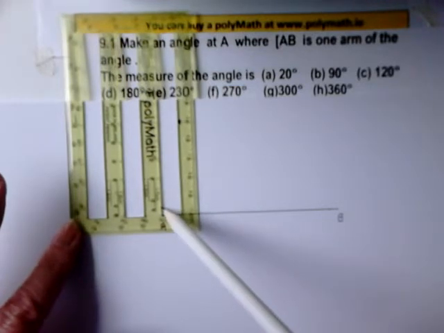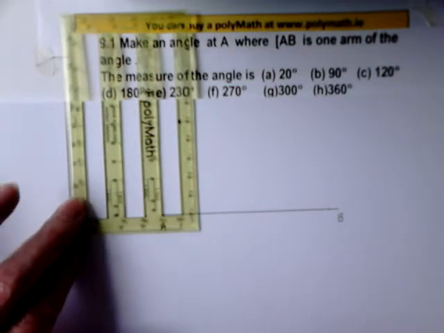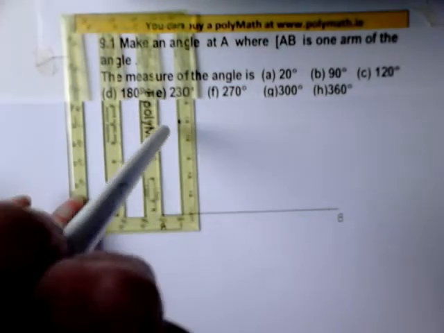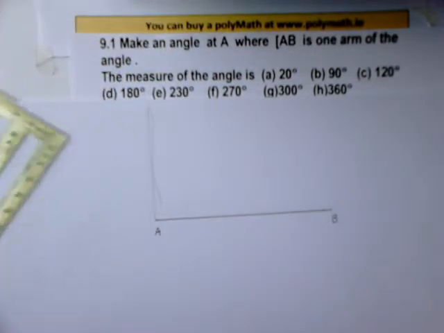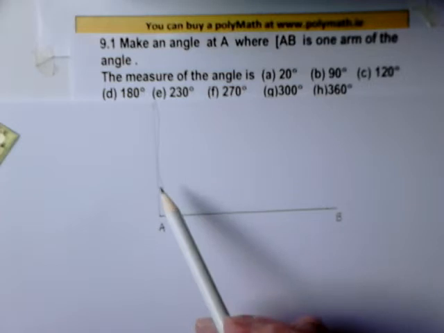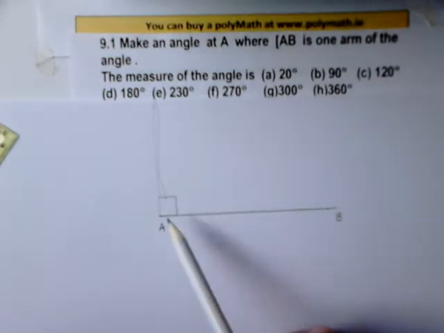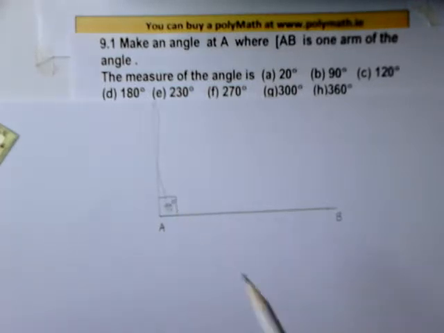And when I have A just against this edge here, then I can draw the line down here. Oops, sorry. Draw the line down here. And that angle there, forget the wavy line, that angle there is 90 degrees. That's a right angle.